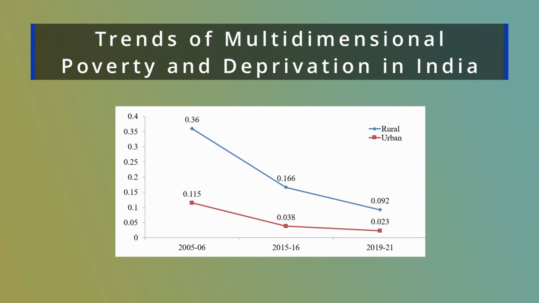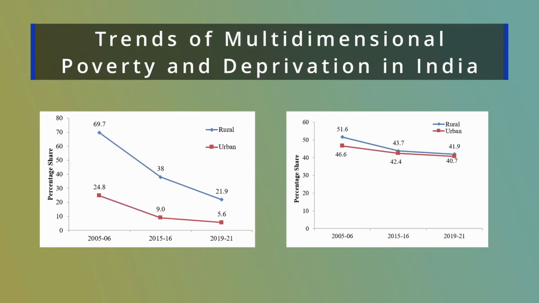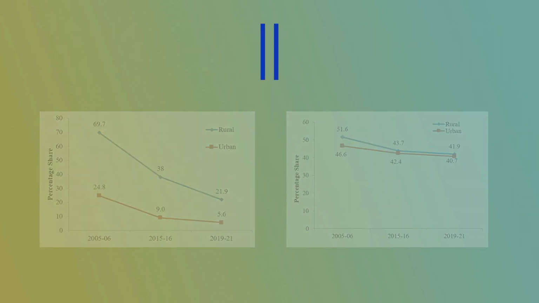If we try to compare between rural and urban areas in our country, then obviously the urban multidimensional poverty index is relatively lower compared to the rural multidimensional poverty index. That is, rural people are much more multidimensionally poor compared to the urban people. In rural India, multidimensional poverty decreased from 69.7% to 21.9%. Side by side, the percentage of multidimensional poor people in urban India also decreased from 24.8% to 5.6%. But the gap between rural and urban also narrowed down.